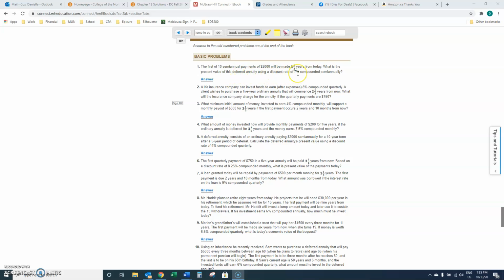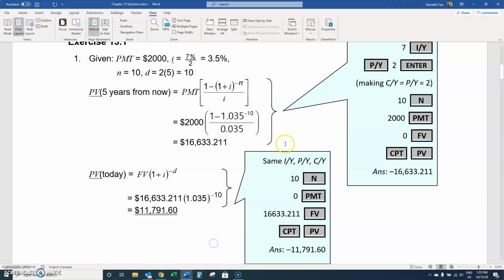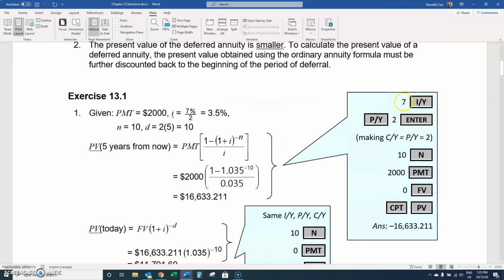Discount rate of 7%, so interest per year, 7. Compounded semi-annually, so compoundings per year is 2. So you have all that information. That's what we have here. 7% for your interest rate, payments per year and compoundings per year is 2. 10 is the number of payments. 2,000 is the value of the payment. We're going to enter 0 for future value, and we're going to compute the present value, and that's $16,633.211.